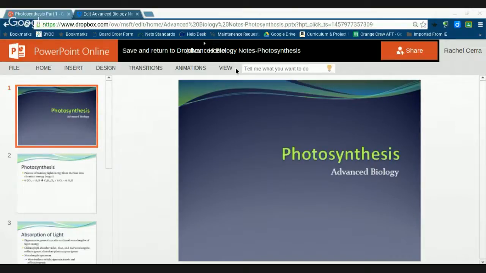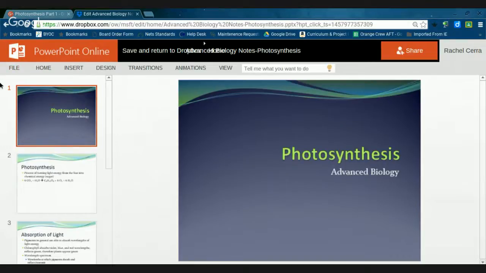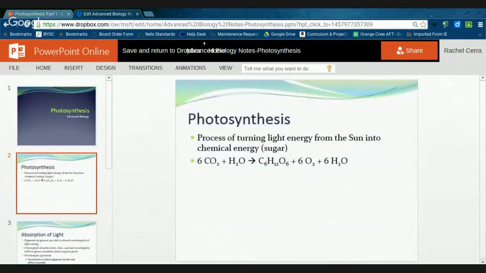We're going to go into the process of photosynthesis, a little bit more detailed than I think you've done before. We're going to start with the definition of what photosynthesis is. It's just the process of turning light energy from the sun into chemical energy, specifically into sugar or glucose.